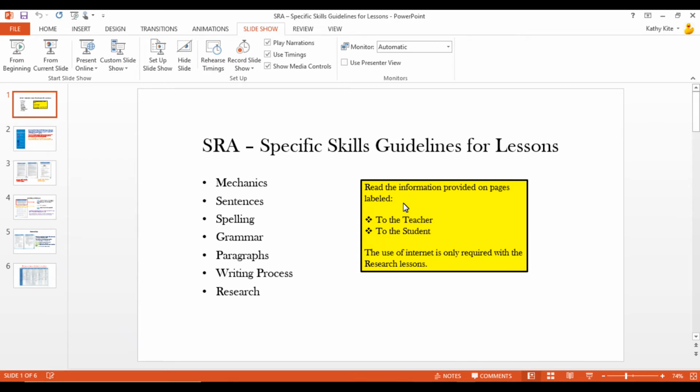Okay, so the way to manage the SRA Specific Skills Guidelines for lessons in the following books listed: mechanics, sentences, spelling, grammar, paragraphs, writing process, and research. First of all, you need to make sure that you read the To the Teacher and To the Student pages. That's going to give you all the necessary information for the particular lessons in those books and what they focus on.